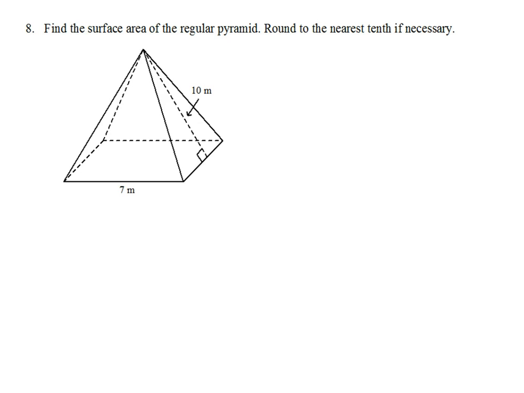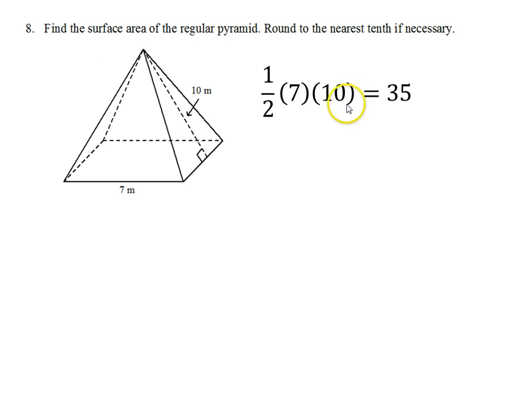So we're going to find the surface area of the regular pyramid, keyword regular, round to the nearest tenth if we need to. If we break down this pyramid, we're going to find a square, hence the word regular, and then triangles, which will all be congruent, because once again we're working with a regular pyramid, a square pyramid. So we're going to find the area of each of these figures: the square and then the triangles.